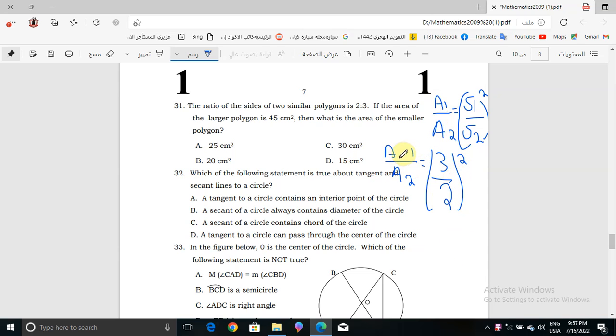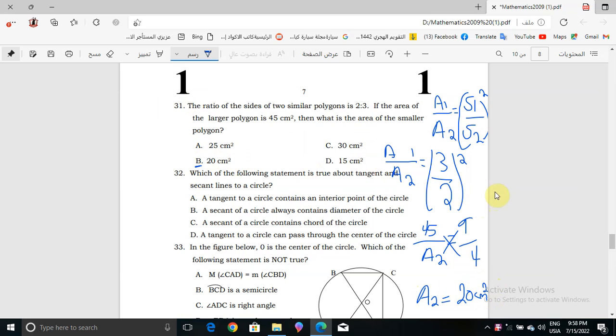That means in place of area 1 we will have 45 over area 2 is equal to 9 over 4. Then crisscross: 4 times 45 is equal to 9 times area 2. That means area 2 is equal to 20 centimeters squared. So the correct answer for question number 31 is choice B, which is 20 centimeters squared.